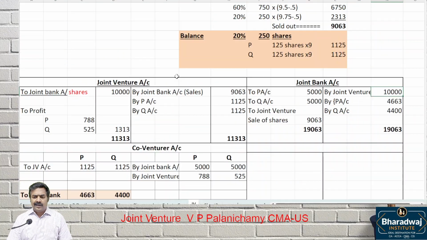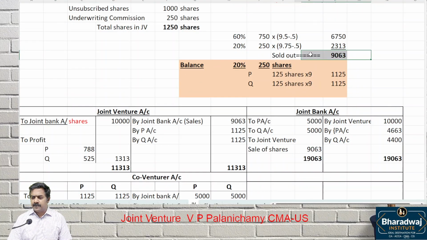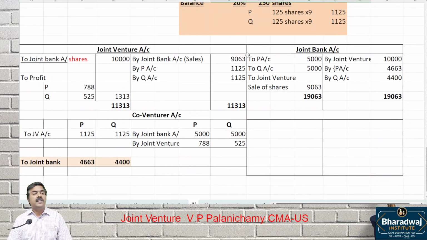Then, they sold out 80% of shares for how much? 9063. What is the entry for income? Joint bank account debit to joint venture account for the sale of shares, 9063. Remaining shares are taken up by P and Q. It will be co-venturers account debit to joint venture account. That's all. Venture is over. Close it. You get the profit. What is the profit? 1313. That is shared in 3:2 ratio. Then final amount is settled out of joint bank account. Joint bank account also tallies.